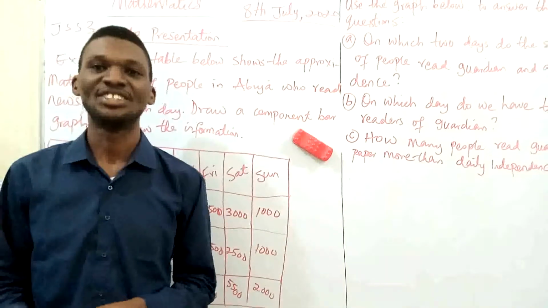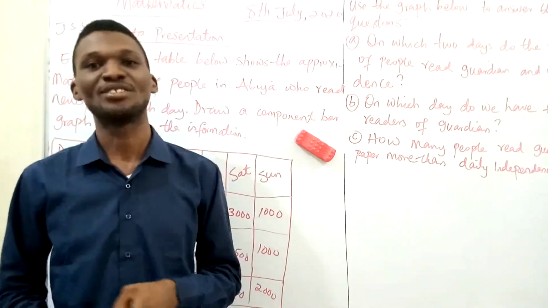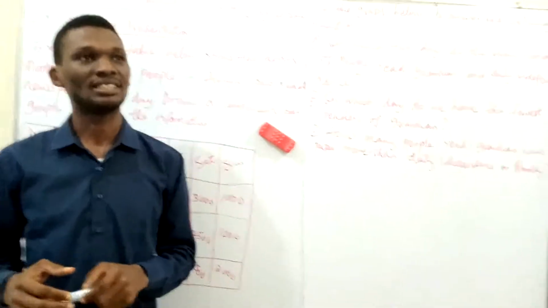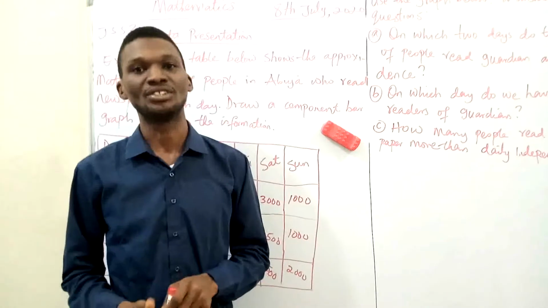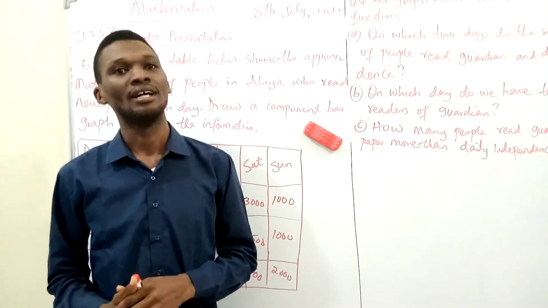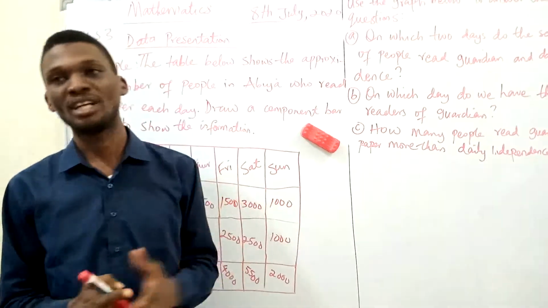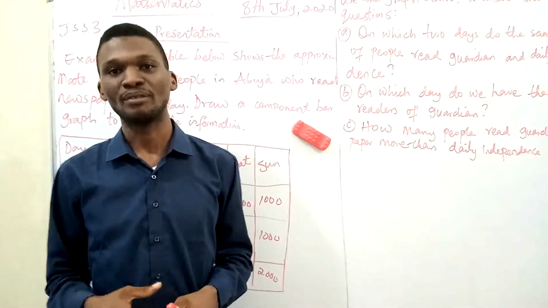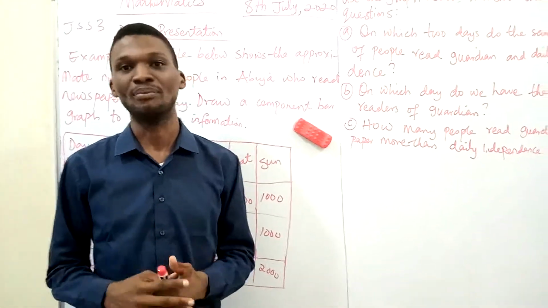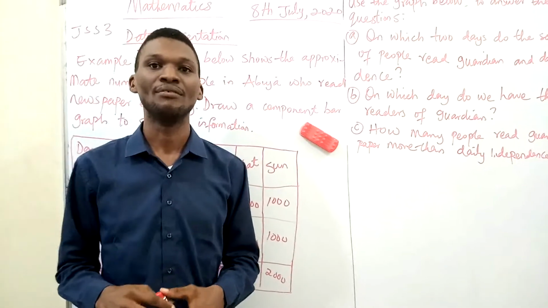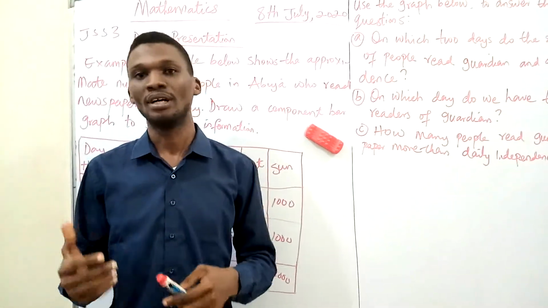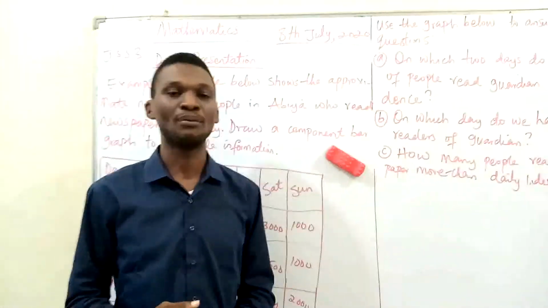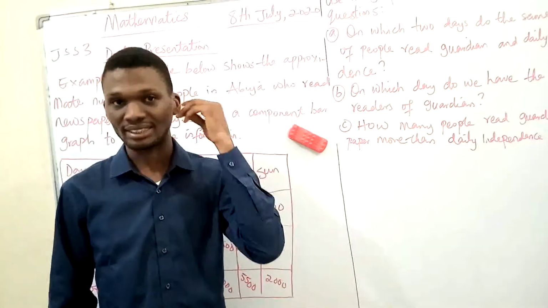Good morning, JSS3 students of Berlin International School, and welcome once again to our e-learning. In the last class we started data presentation as a form of statistics. We mentioned the various methods of data presentation: bar graphs, which is the same as bar charts, bar lines, frequency distribution table, and pie chart. We started the frequency distribution table and the bar chart in the last class.